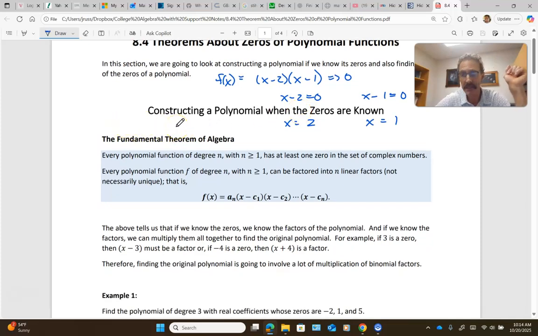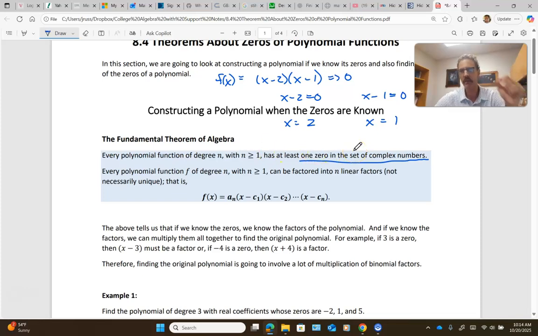Okay? Let's look at this theorem, right? The fundamental theorem of algebra here real quick. It just says that every polynomial with degree greater than or equal to 1, so this means a linear function, a quadratic, a cubic, a fourth degree, etc., all the way up forever, will have at least one zero that's a complex number. Okay? So every single polynomial is going to have at least one complex zero.